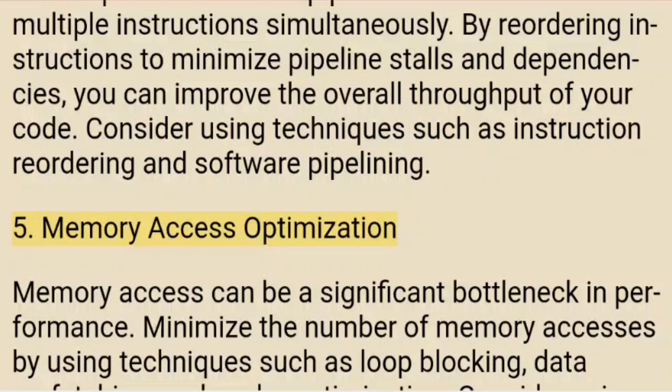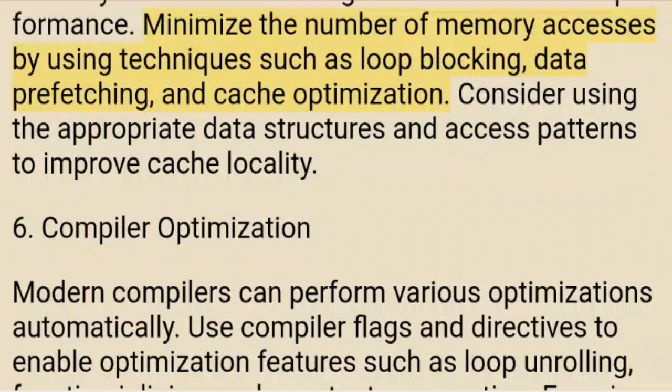5. Memory access optimization. Memory access can be a significant bottleneck in performance. Minimize the number of memory accesses by using techniques such as loop blocking, data prefetching, and cache optimization. Consider using the appropriate data structures and access patterns to improve cache locality.